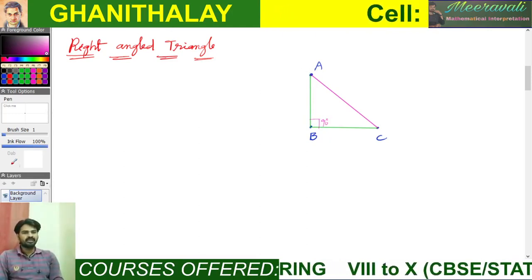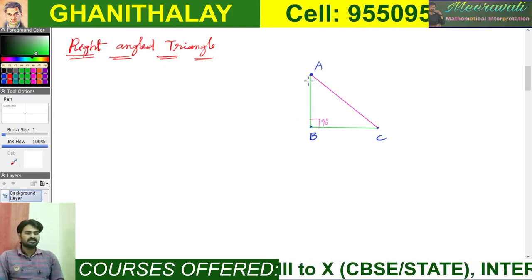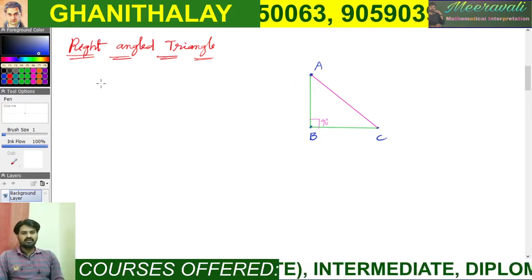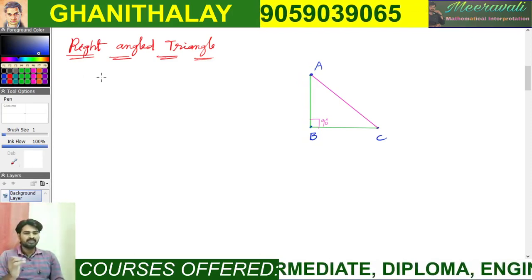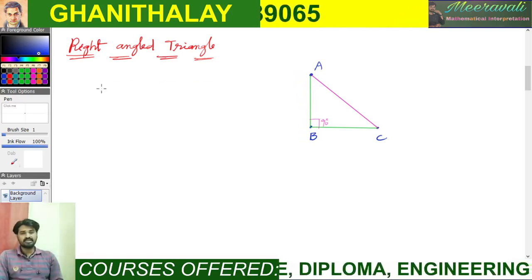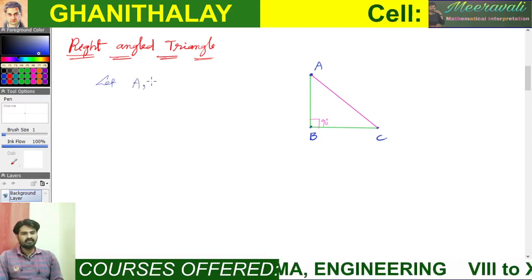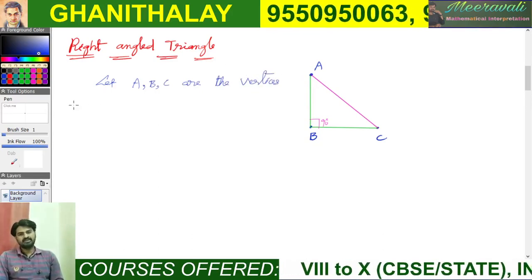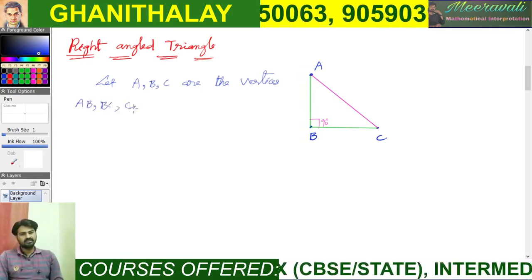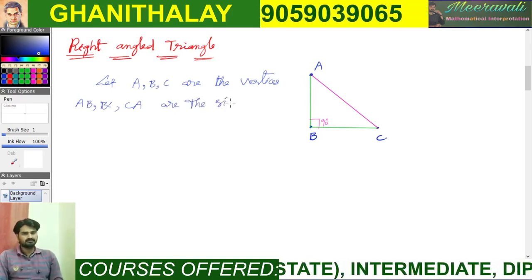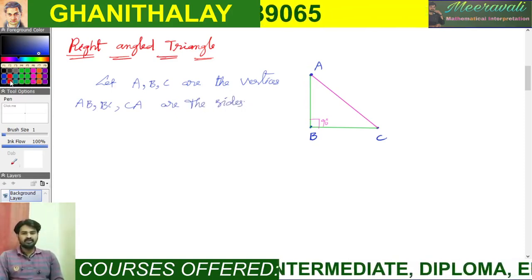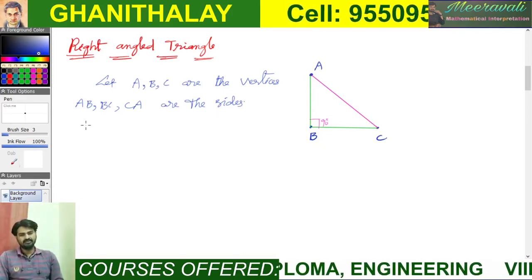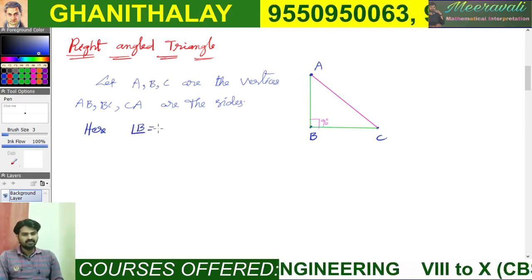Then what is the property of the right angle triangle? If one of the angles in a triangle is 90 degrees, it is called the right angle triangle. Here you have to remember that every triangle has three vertices and three sides. Let capital A, capital B, capital C be the vertices, and the sides are AB, BC, CA. In the figure, the right angle is formed between AB and BC. That means angle B is equal to 90 degrees.